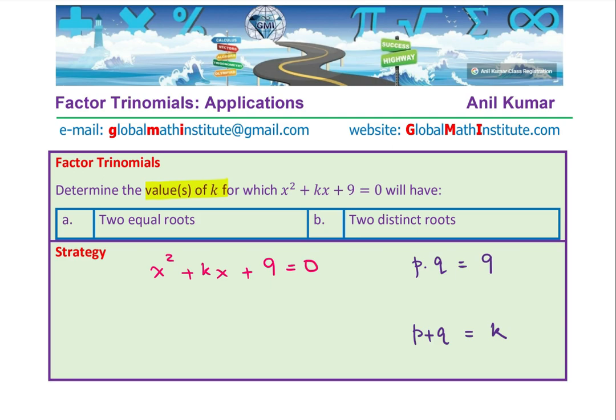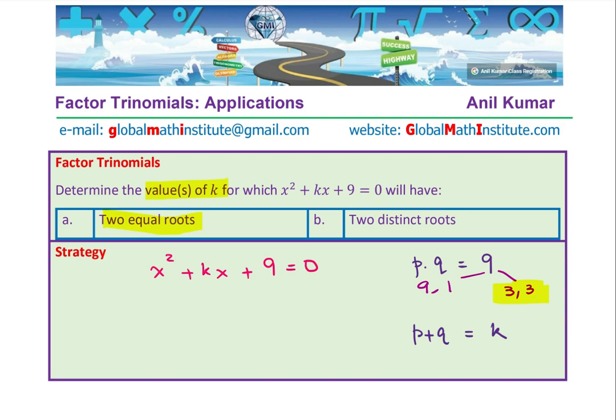Now in case of 9, we know we have two combinations. One combination, of course, is 9 times 1, right? And the other combination is 3 times 3. So I think that helps you to answer the question. Perfect. You can now pause the video and answer. So if you want two equal roots, that means both numbers should be the same, right? So 3 and 3 makes sense. So that is for two equal roots.